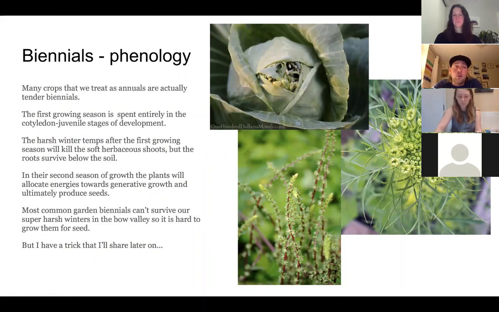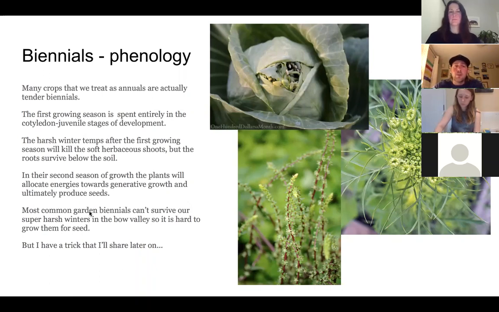And then they will survive that harsh winter temperature. The tops of them might get killed off, but the root system still stays alive. And in the spring, they'll send another shoot up and they will trend generatively. Their second season of growing will be all about flowers and fruits and seeds. And at the end of that second year, that's when they start to die, hopefully having produced that next generation of seed.